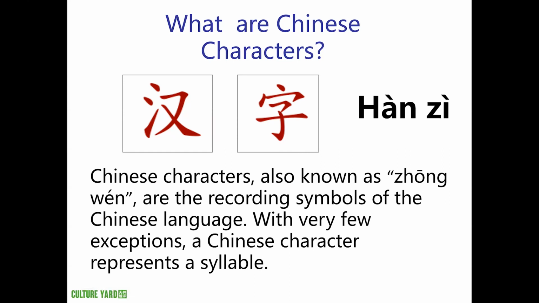With very, very few exceptions, usually one Chinese character represents 1 syllable. For example, like 汉字, 2 syllables. So these are 2 characters. So 1 character, 1 syllable. But there are a few exceptions.